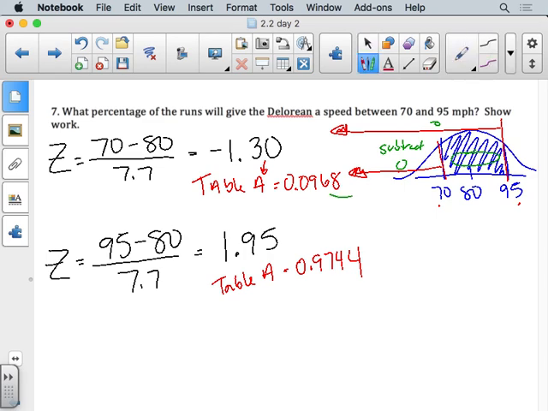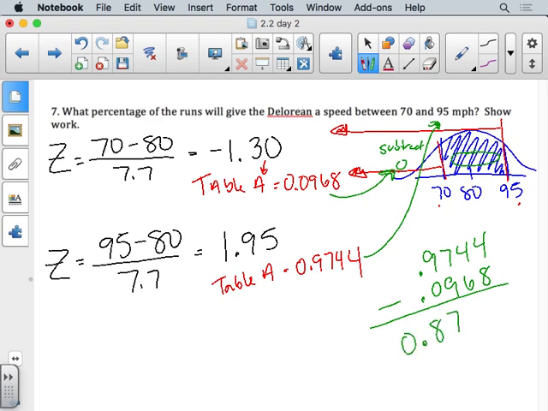Let's see, this is this little value here. This one is this big value. And so to get our little middle interval, if I'm trying to get an interval between the two, the last little part is I'm just gonna do 0.9744 minus this 0.0968 number. That gives 0.8776. About 87.76% of the data is in between negative 1.3 to positive 1.9 standard deviations.